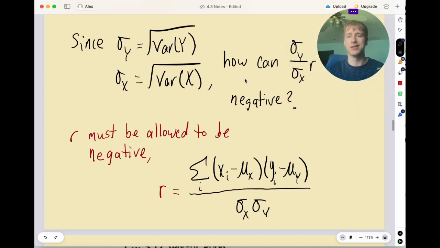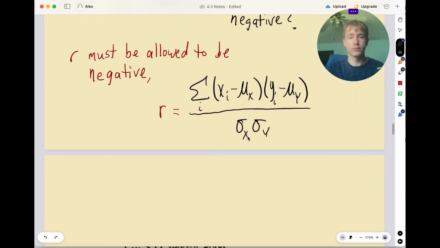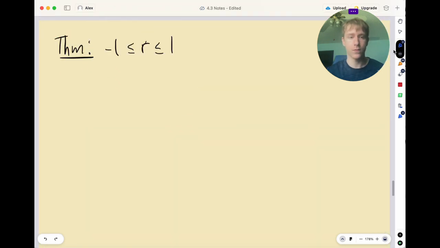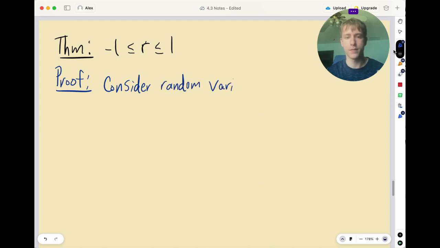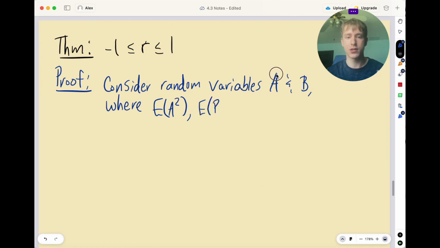It's really not in the book, but I think it should be. So we're going to go and prove this. So theorem. And the way we're going to prove that is we're going to go ahead and, instead of x and y, we're going to first consider random variables a and b. And the only constraint I'm going to give you about a and b is that the expectation value of a squared and the expectation of b squared can't be 0. That's it.